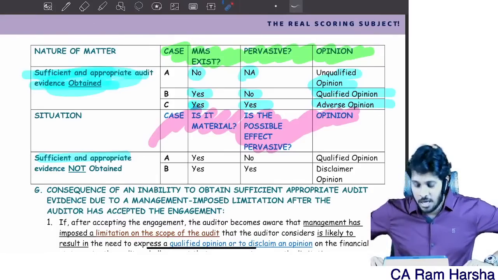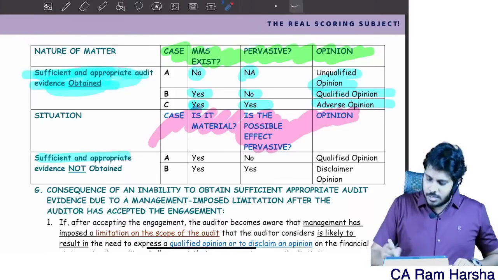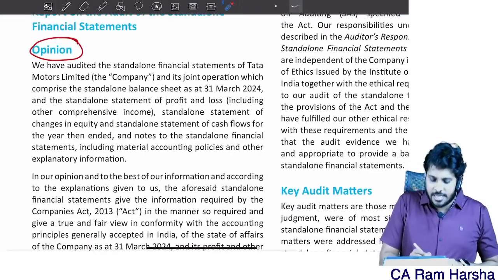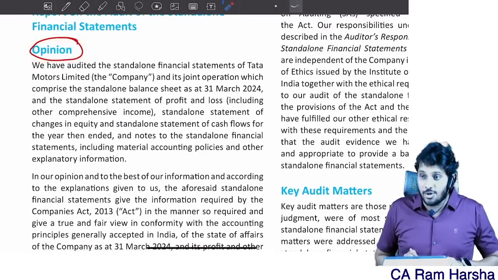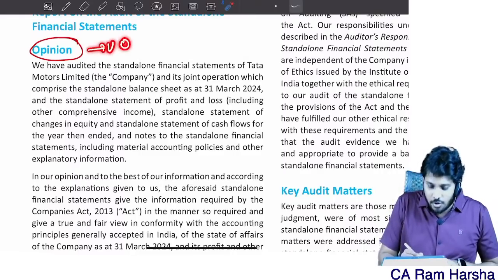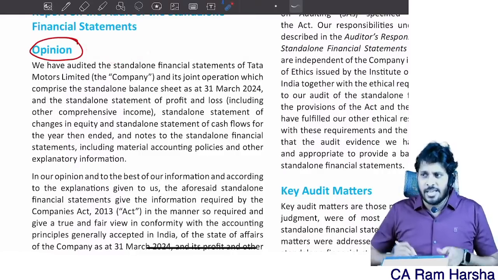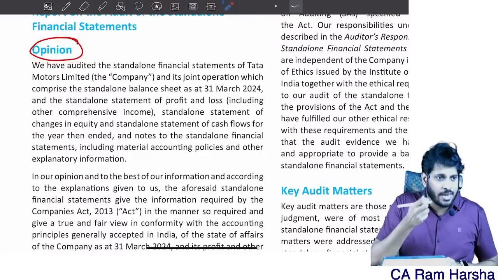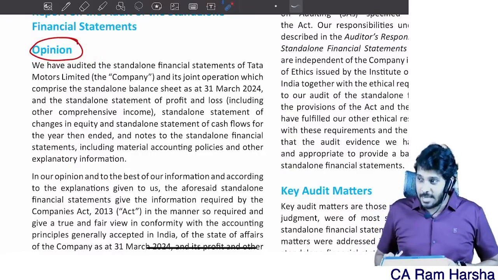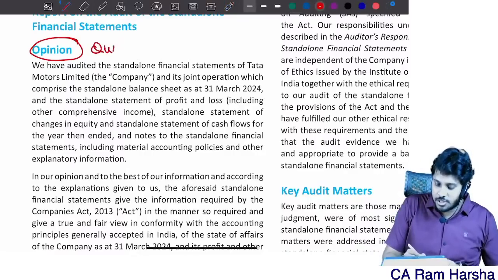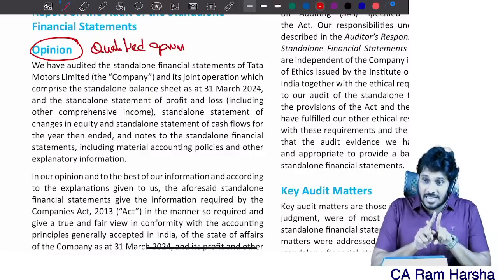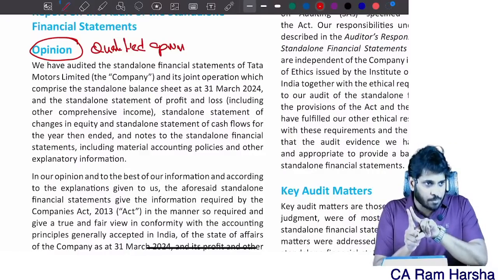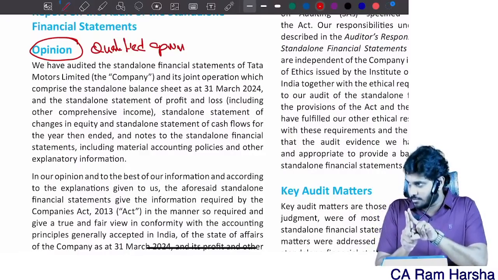Confident? So, in the audit report, now you see Tata Motors, they just gave a side heading called opinion. You know what opinion they gave? Unqualified opinion. If at all in the audit report the side heading is simply opinion, that's an unqualified opinion. Suppose you are giving a qualified opinion, you must use the words qualified opinion. If it is an adverse opinion, you must clearly put the side heading adverse opinion or disclaimer of opinion.